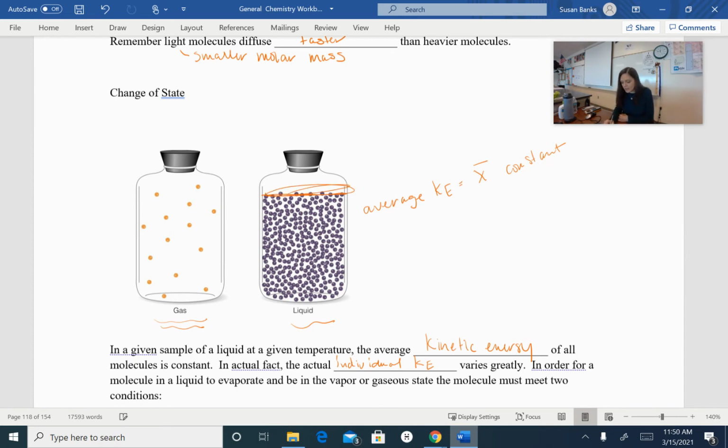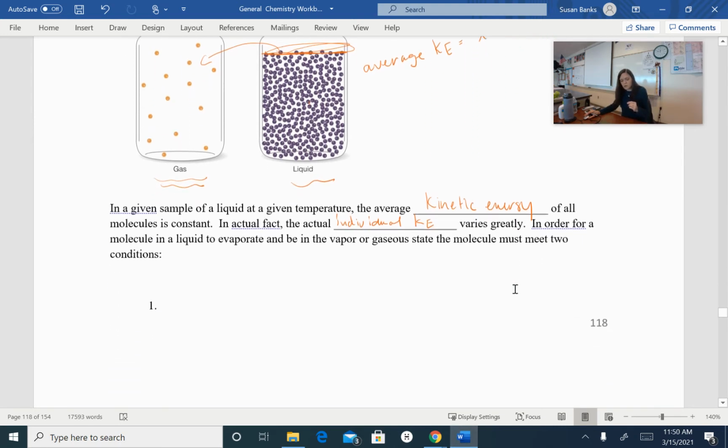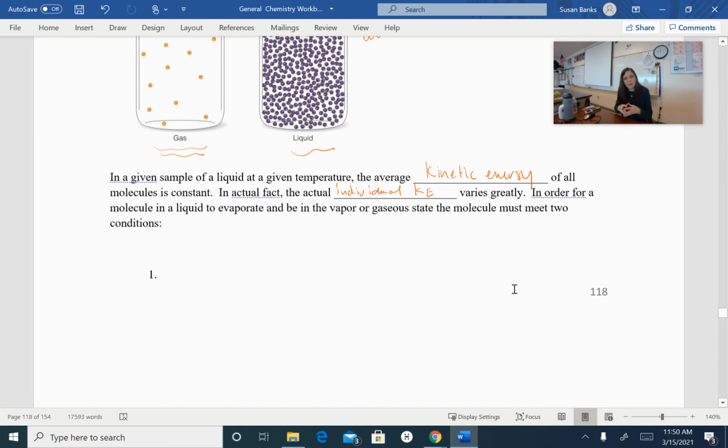Okay, so let's think about taking those individual molecules and what it takes to actually get them to evaporate from a liquid to a gas here. In order for a molecule of a liquid to evaporate, and when I say evaporate, we are just going from the liquid state to the gas state without being at the boiling point.